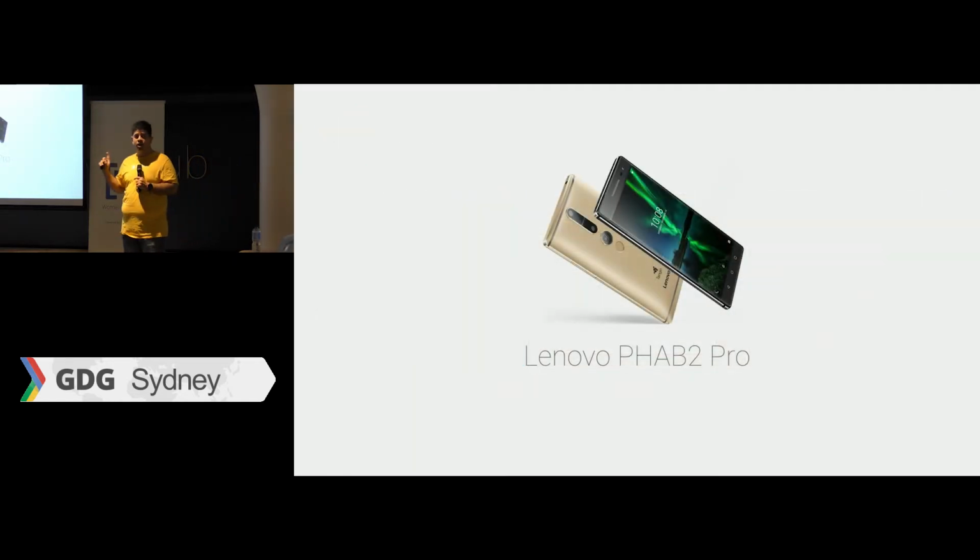The first device to ship with Tango is a phone by Lenovo called the Phab 2 Pro, and they shipped this about a month ago. I don't believe it's out here in Australia yet, but it is shipping in several parts of the world. So Tango is quite an exciting space for us because it's taking the real world and starting to annotate it.